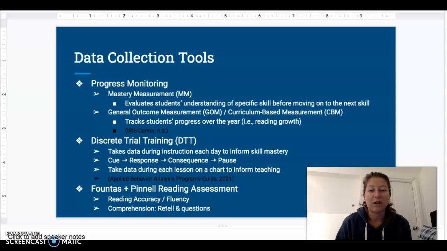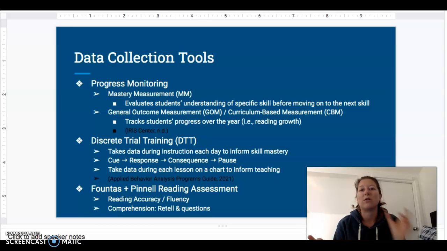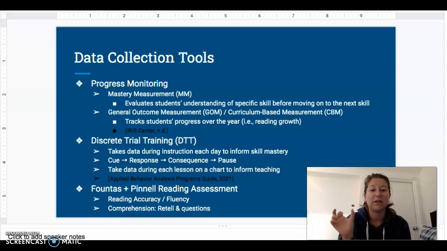So there's two types of progress monitoring. One is mastery measurement, and this evaluates your students' understanding of specific skills before moving on to the next skill. So thinking about in reading, if students aren't mastering a short vowel sound, you're not going to move on to long vowel sounds yet, and you need to see what specific skills they've mastered before you can continue to build upon those skills to continue to teach them throughout the year.